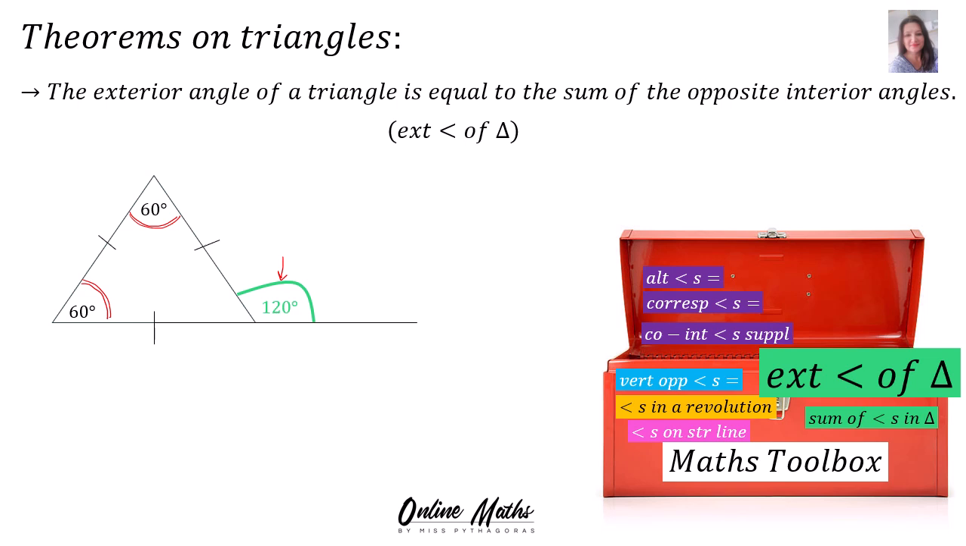Just be careful. This little angle over there, this one, we call the adjacent angle to the 120 degrees. So the 120 degrees is the exterior angle, is equal to the sum of the opposite interior angles.